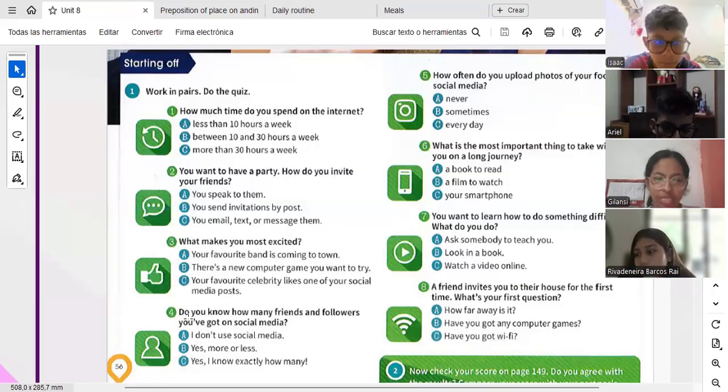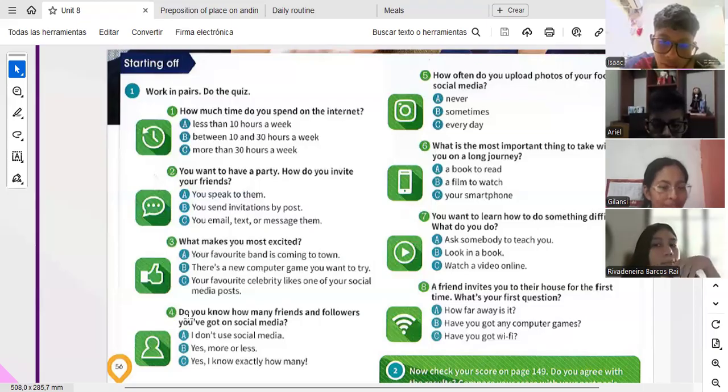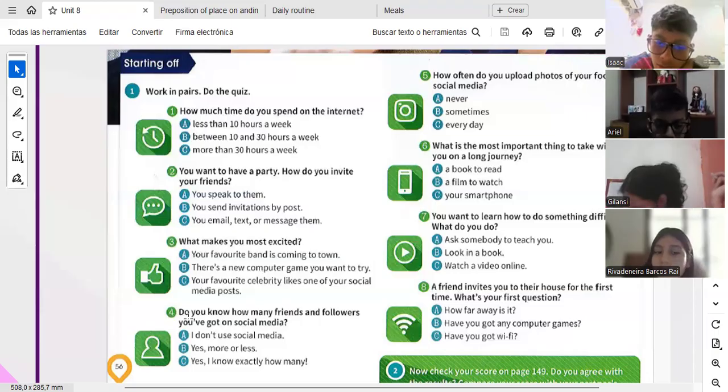Letter C. Oh my gosh, that's amazing. What about you, Ariel? The same, letter C. What about you, Gilansi? Letter B, more or less. Awesome. What about you, Fiorella, please? Letter B. Okay, for me, B as well. I don't know exactly how many. I have no idea. Let's check.